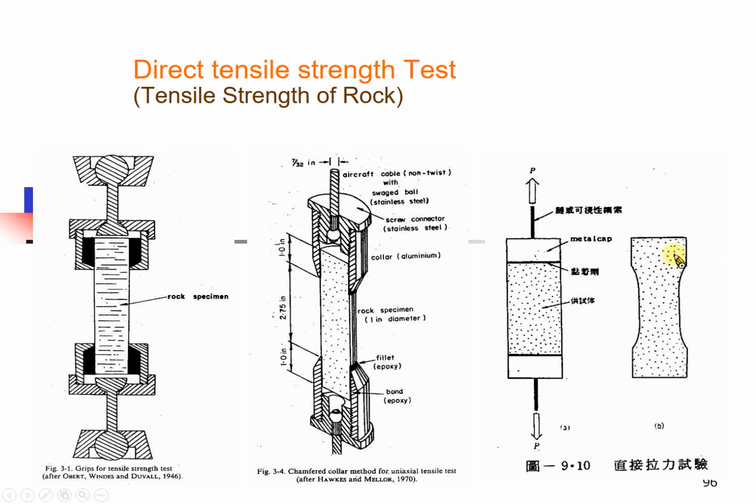Or you can try to design your specimen in a so-called dog-bone shape. Then you can put the holder here and pull them apart. Because you have a small diameter here, it is easier to make it break into two pieces. That is another possible design for the direct tensile strength test.